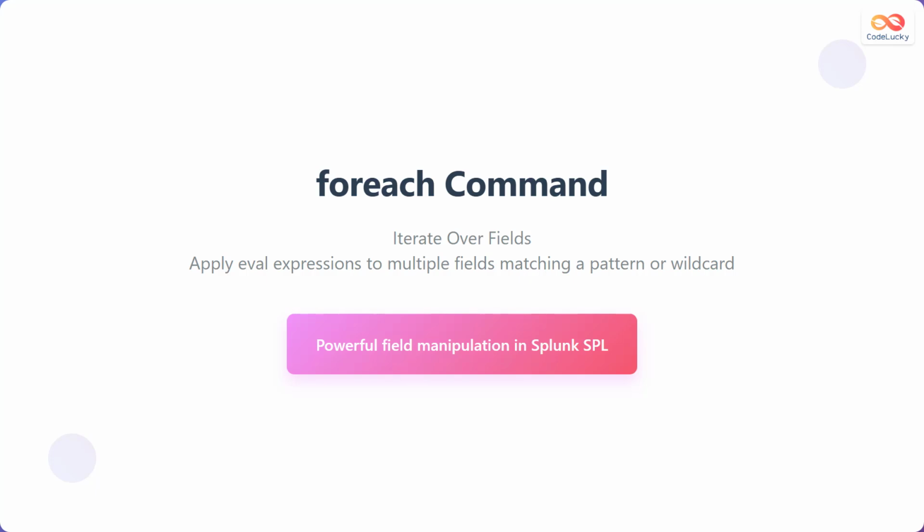The foreach command is a powerful tool in Splunk SPL that allows you to iterate over multiple fields and apply eval expressions to them. This command is particularly useful when you need to perform the same operation on multiple fields that match a specific pattern or wildcard. Instead of writing separate eval statements for each field, foreach provides an efficient way to process multiple fields simultaneously. This makes your search queries more concise and maintainable, especially when dealing with datasets that have many similar field names.